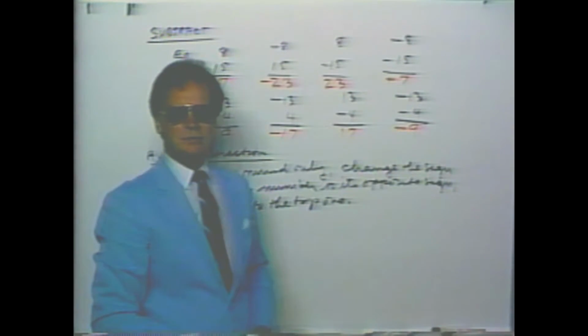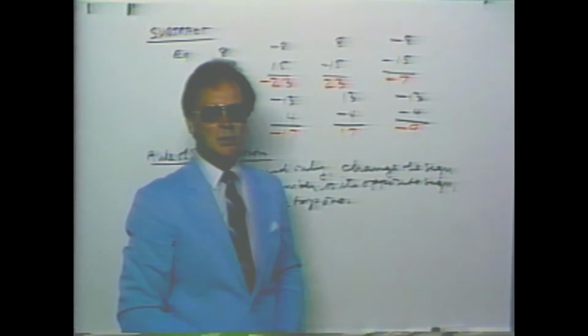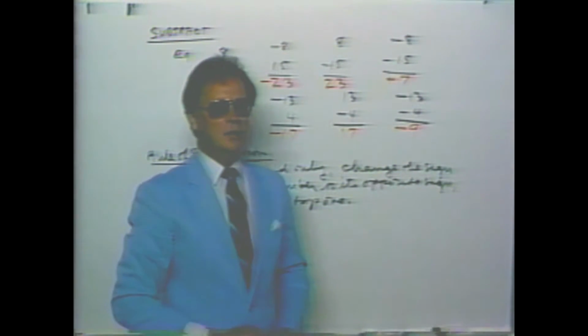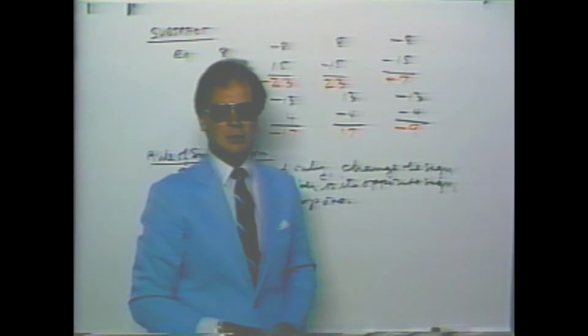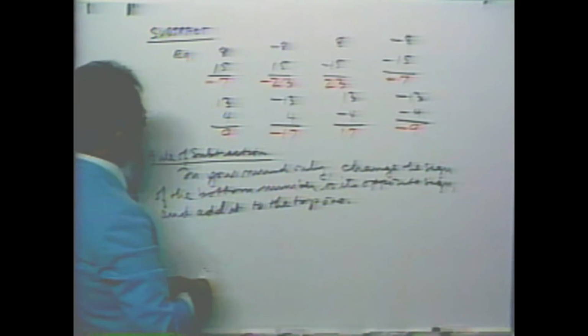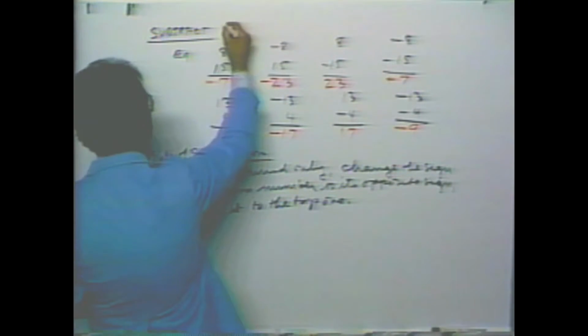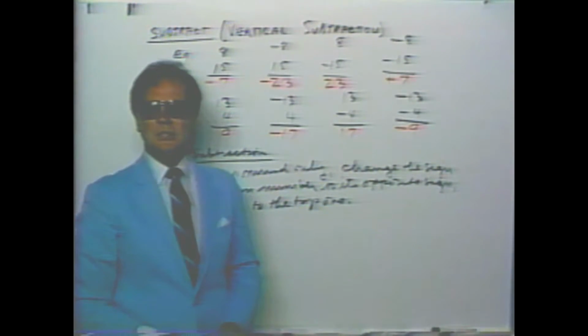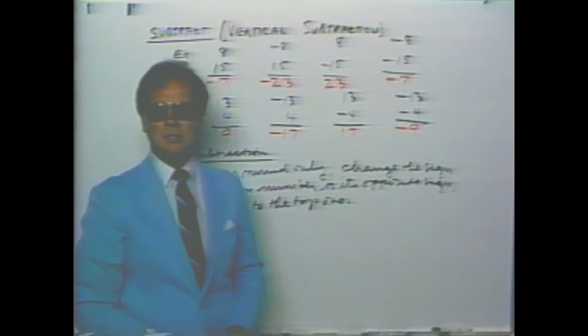The operations of addition and subtraction, written vertically as they are in my examples, are often referred to as vertical addition and subtraction. In this case, it's vertical subtraction. We will show how addition occurs horizontally.